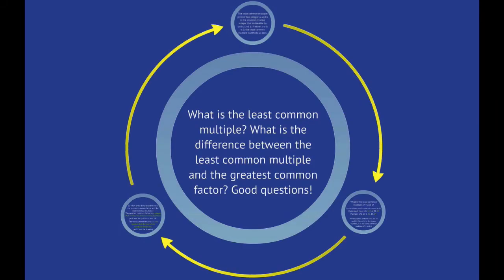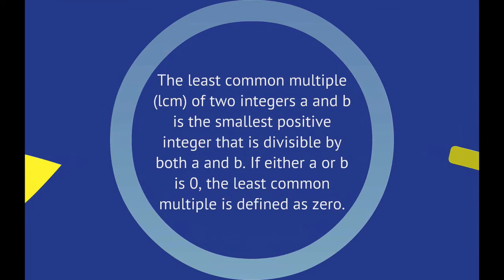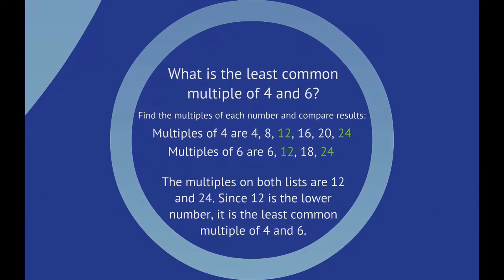What is the least common multiple? And what is the difference between the least common multiple and the greatest common factor? Let's take a look. The least common multiple, abbreviated LCM, of two integers a and b is the smallest positive integer that is divisible by both a and b. If either a or b is 0, the least common multiple is defined as 0. Let's take a look at an example. It's much easier to see.